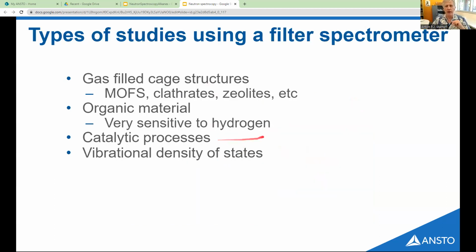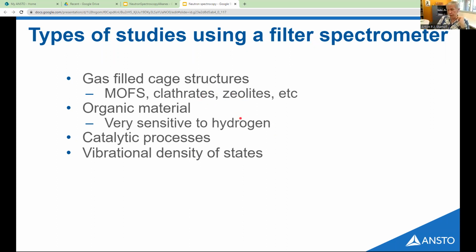One of the other types of studies we can do with a filter spectrometer is any sort of gas filled system. It may be like methane or something within a cage structure, but it could also be a liquid too, in MOFs, clathrates, zeolites, etc. Organic materials. It's a no-brainer because it has a humongous signal. The total scattering cross section of hydrogen is 82 barn, whereas deuterium is about 7 barn. So there's just an enormous difference, and we love hydrogen.